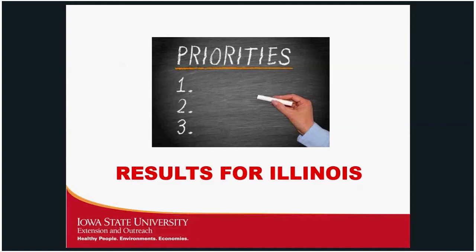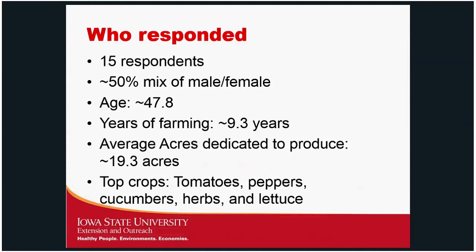So what were the priorities for Illinois that came out? Let's first talk about the response rate that we got from Illinois, to give a little bit of background on the data. We had 15 respondents out of the 400. It was a mix of male and female, I believe 47 to 53, so basically a 50% mix of male to female.